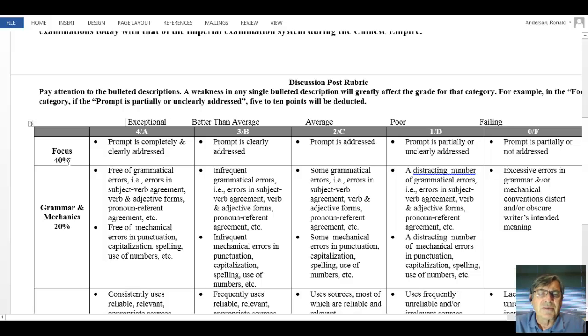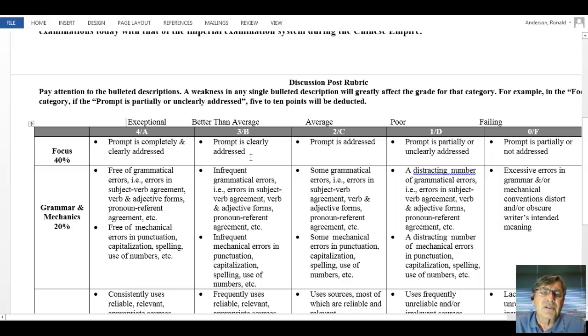Notice that focus is 40% of the grade. Prompt is completely and clearly addressed. Completely and clearly. Those things that I mentioned and the introduction to the prompt are completely and clearly addressed. That will get you 12 points.